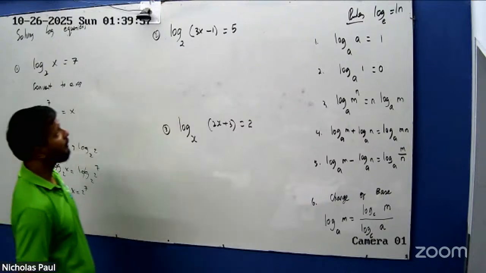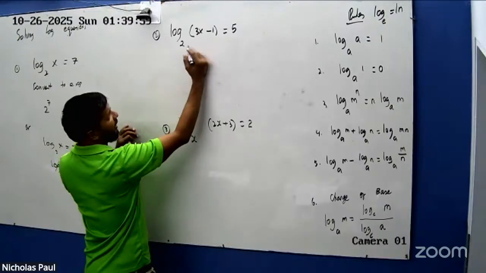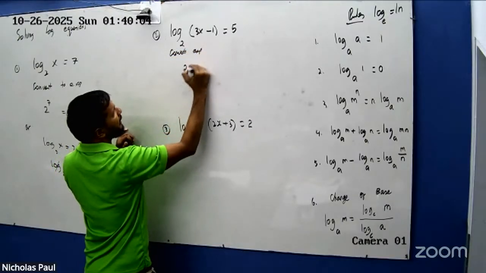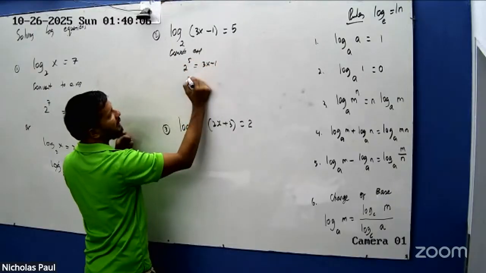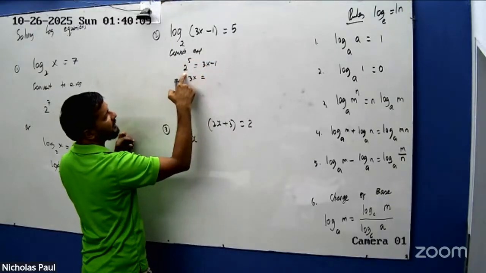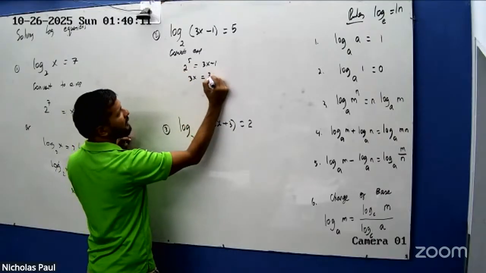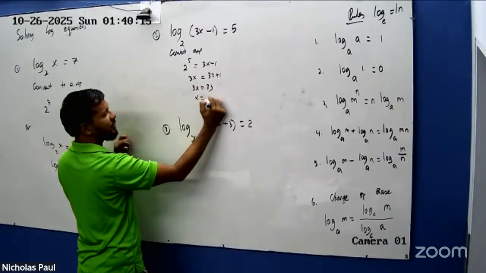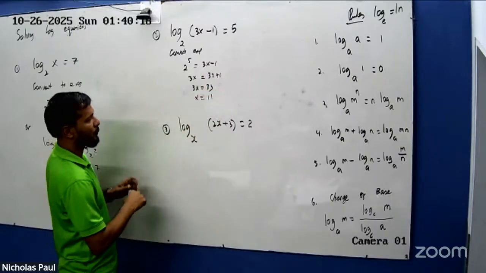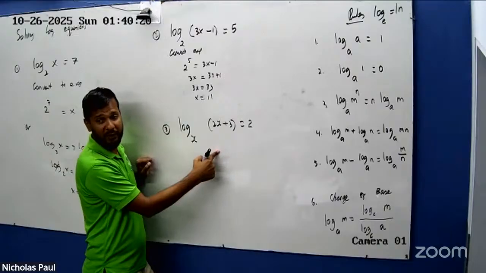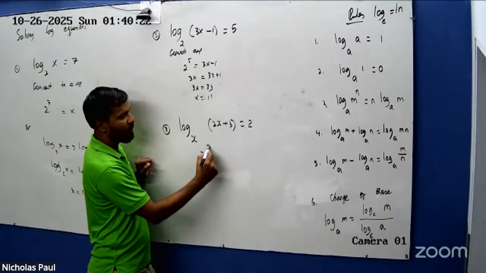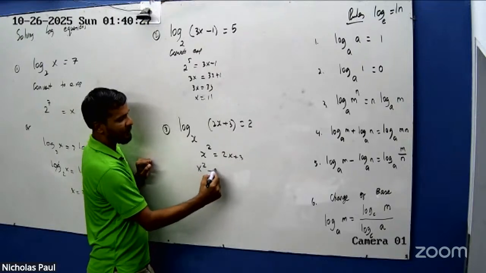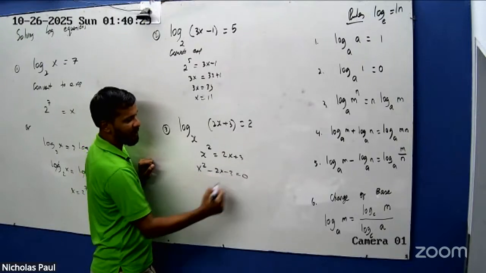Well done. So this one I'm going to convert to exponential form one time. So that's 2 to the 5 is 3x minus 1. 3x is, what is this here again? 32 plus 1. 3x is 33, x is 11. Right, here we're going to do the same thing. Convert to exponential form. x squared is equal to 2x plus 3, x squared minus 2x minus 3 is 0.